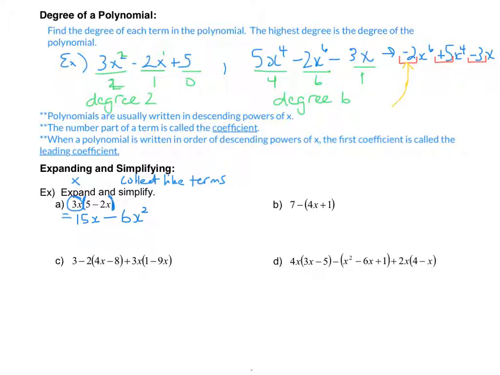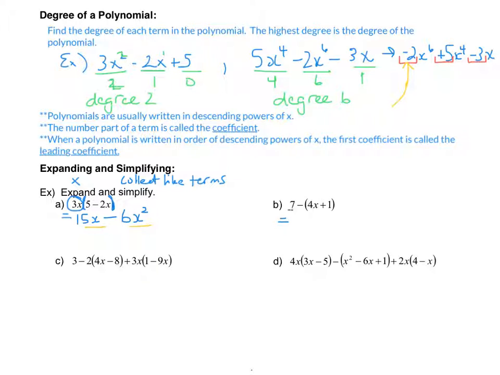These are not like terms. I have an x term and then an x squared term. We cannot combine those. There's nothing here that we can put together. So we're actually finished with that question. If we move on to the next one, we have order of operations that follows along with this.